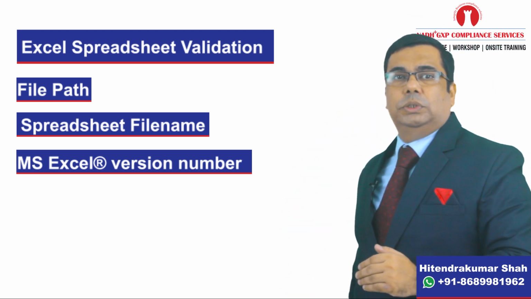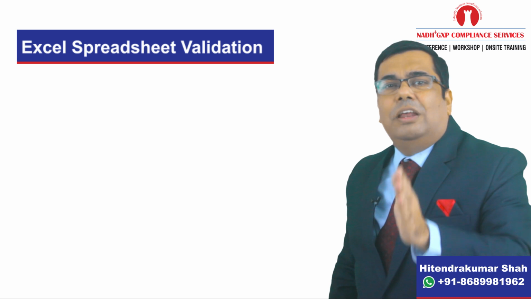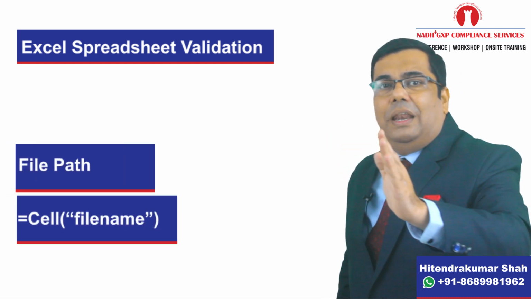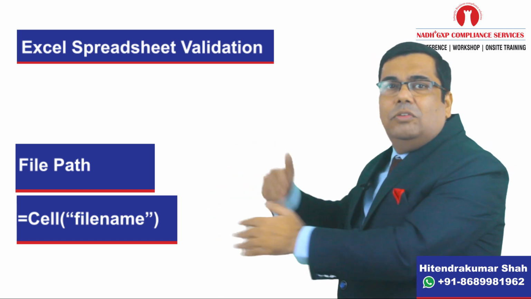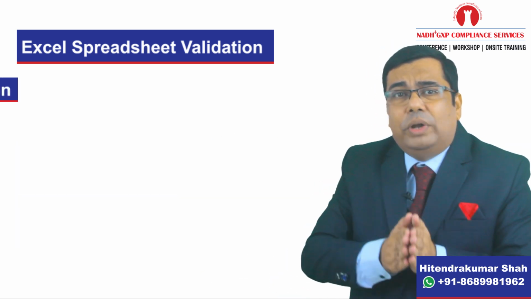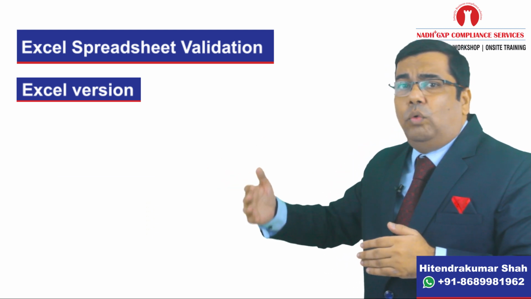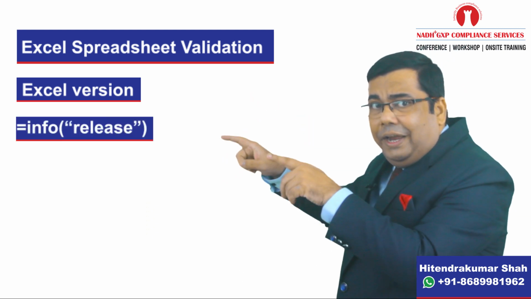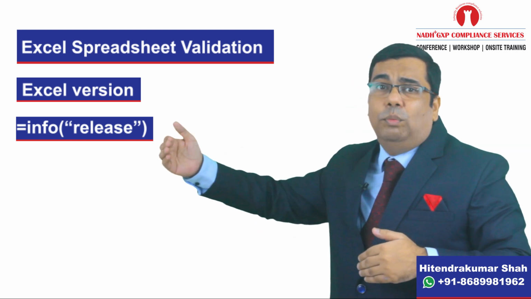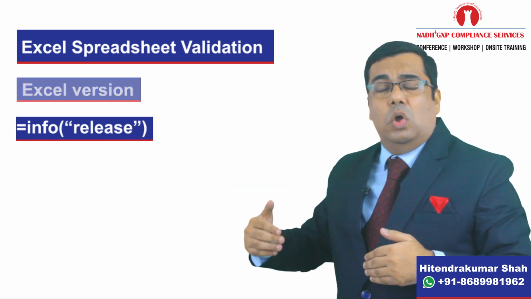File path, spreadsheet file name and MS Excel version number can be displayed within the print area of the spreadsheet. We can use an Excel function to give the path. The formula =CELL("filename") presents the Excel file path. For the Excel version, we can use the formula =INFO("release") to get the Excel version.